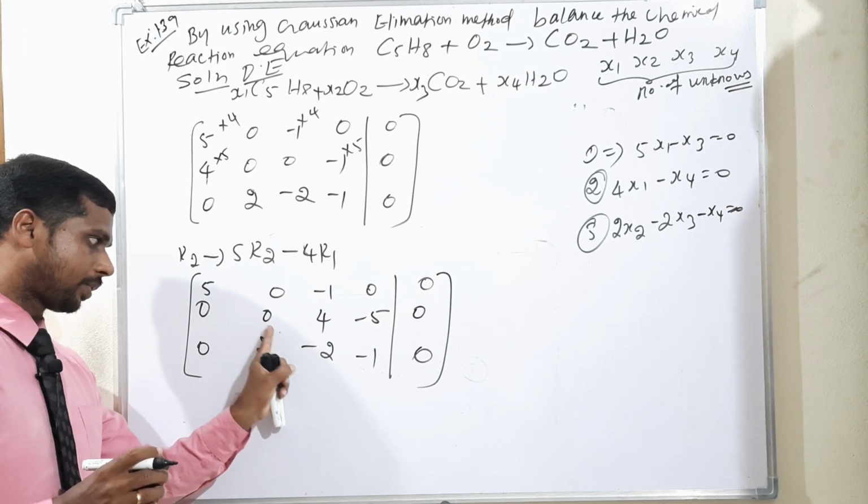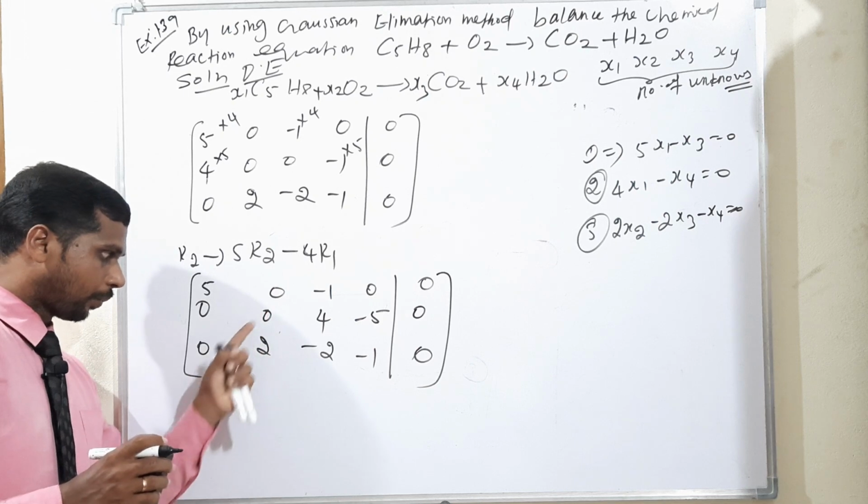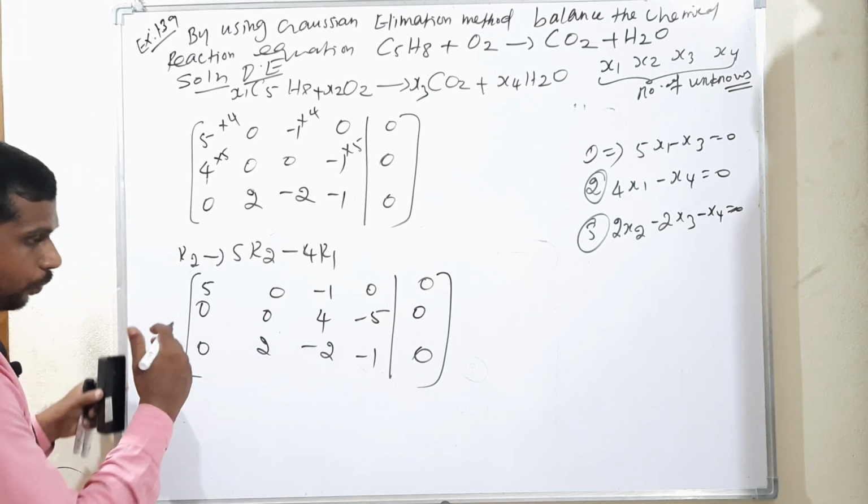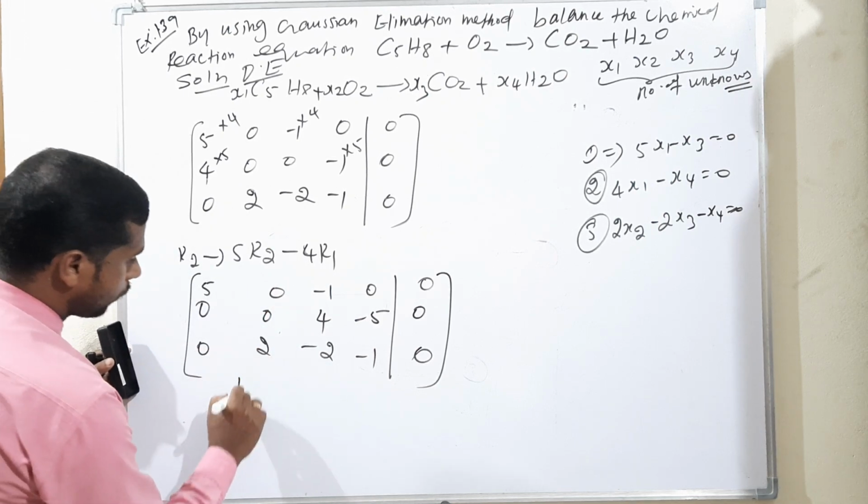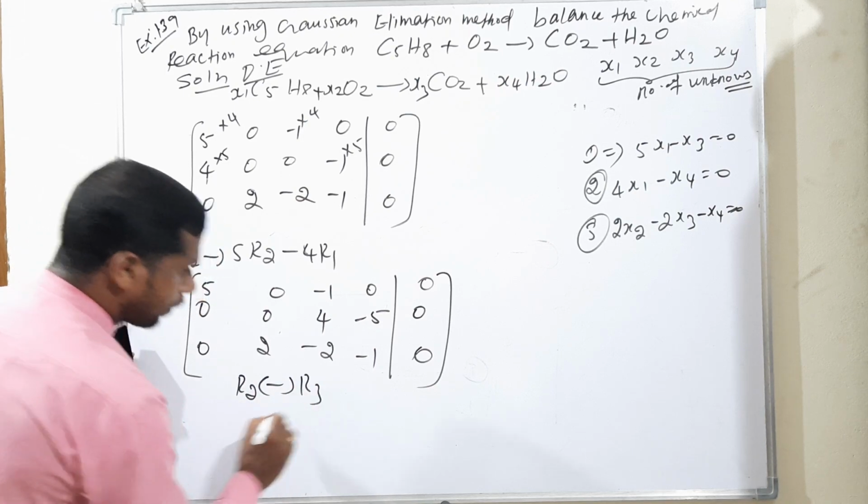When starting the non-zero in the second row, if you rearrange it will be easy to make the term under it 0. So what we have to do? R2 interchange R3.